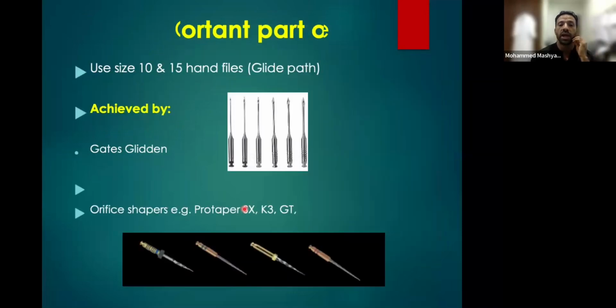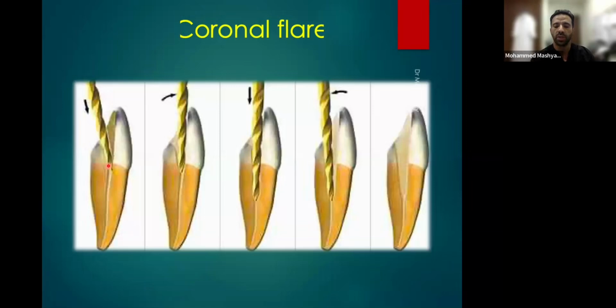Then coronal flare, we can achieve it by Gates Glidden. If you don't have a Gates Glidden, you can achieve it by an orifice opener. So many file systems in the market have this orifice opener, or they call it an orifice shaper. There are so many names. What we want from this file is just to clean the coronal part of the root. So it's like in this picture. So either you use Gates Glidden or you use rotary files. Rotary files are much safer and more flexible, so I would advise you to use them.